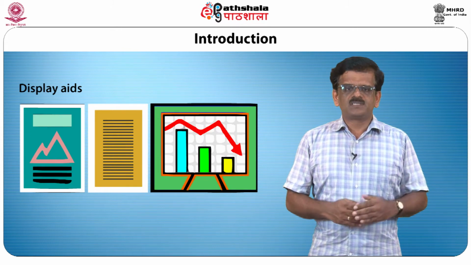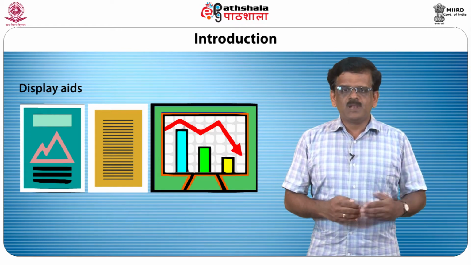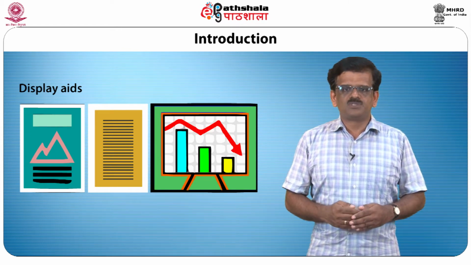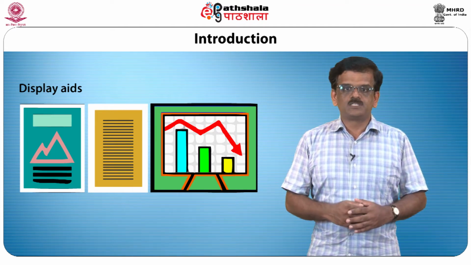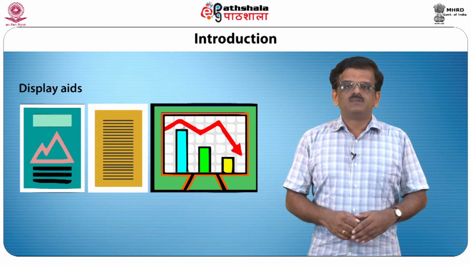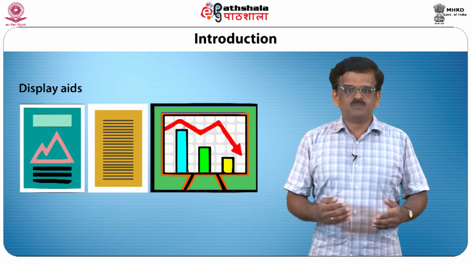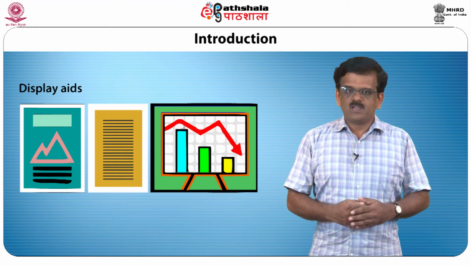So, the second part is display aids. The display aids are those materials which are used as a standalone process and which are self-explanatory, which are displayed for others to read them. For example, chalkboards and bulletin boards come under the display aids.